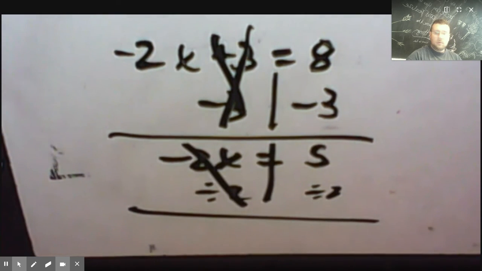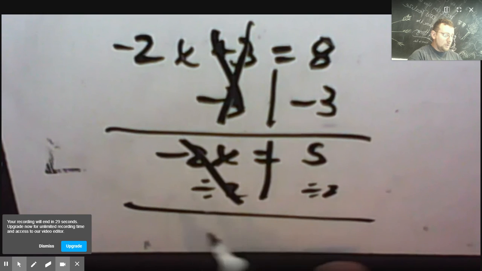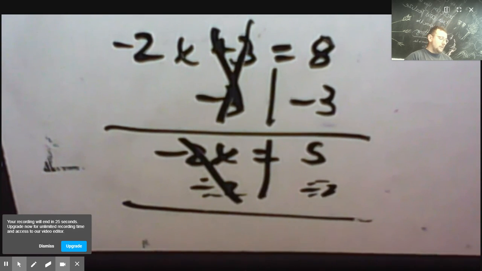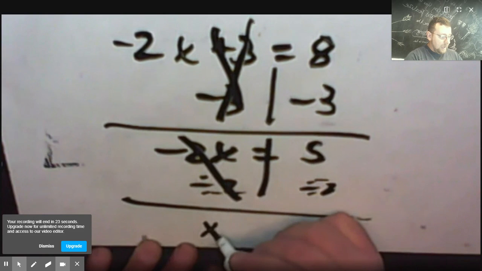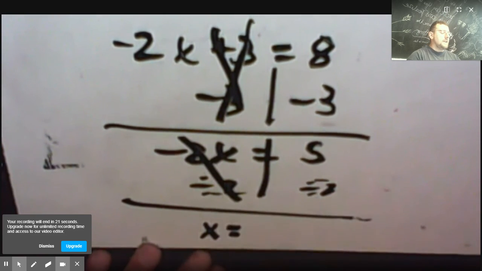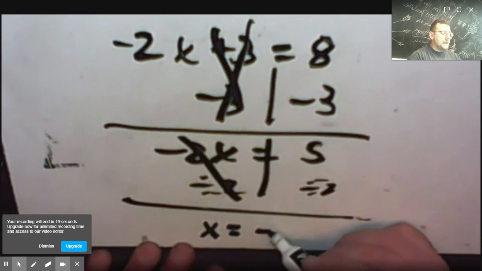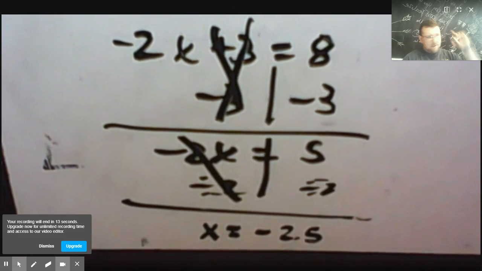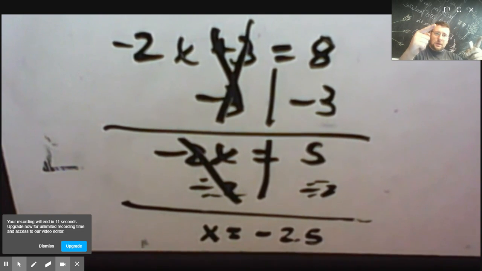Oh, not 2. It's a negative 2, so I have to include the negative when I divide both sides by it. Very good catch, Mr. Lima. So x is all there's left on that side, and this side is going to be negative 2.5. And you can use a calculator if you have to. Then you get this negative 2.5. You plug into the original problem. If it comes out both sides the same, you know you got it right.